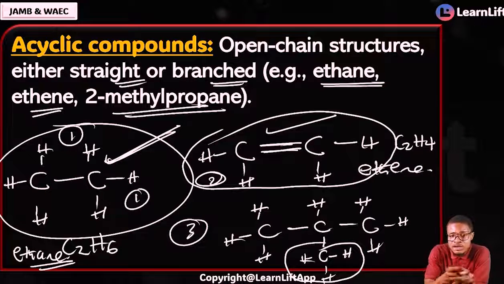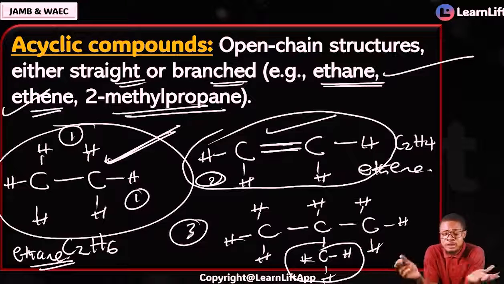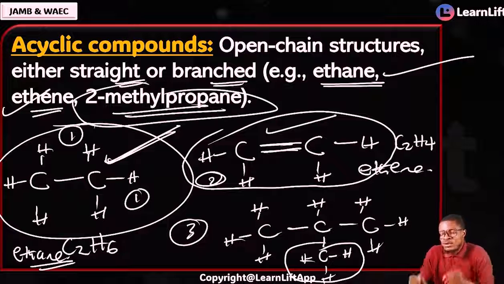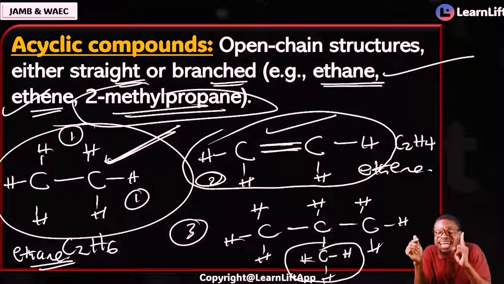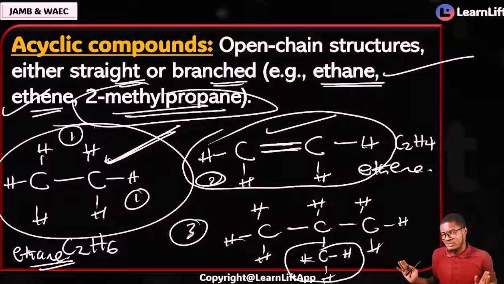They are either straight chains or your branching. Your ethane and your ethene, both of them are what? Straight chain. But your 2-methyl propane, this guy is what? Branch chain. Does it make sense? Don't worry. What I want you to know here is this: your acyclic compounds are open chain structures, and they are either straight chains or branch chains. That's all you should know first.